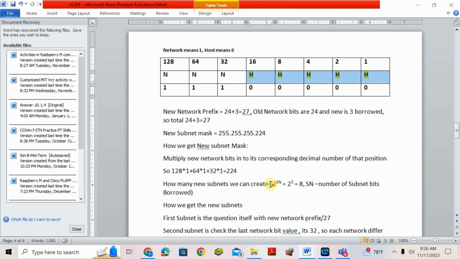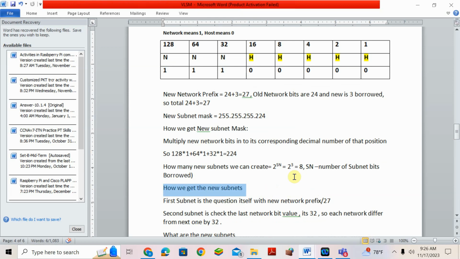Okay. Now how many new subnets can we create here? I'm going to divide the network, right? So when I divide the network, how many new subnets are created depends upon the formula 2 power Sn, that is, how many subnet bits you borrowed. Here I borrowed 3 bits from the host. Out of the 8-bit host, I took 3 for the network. So 2 power 3 equals 8, that is, 8 new subnets we can create.